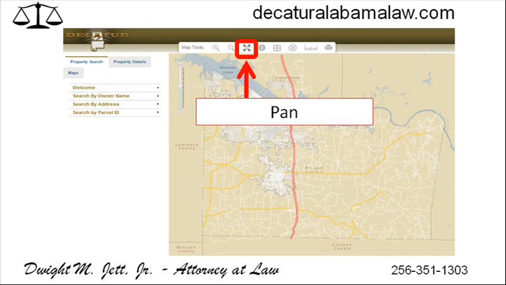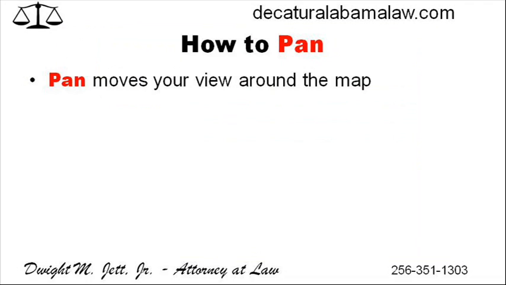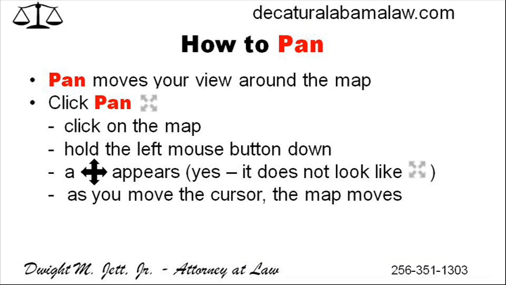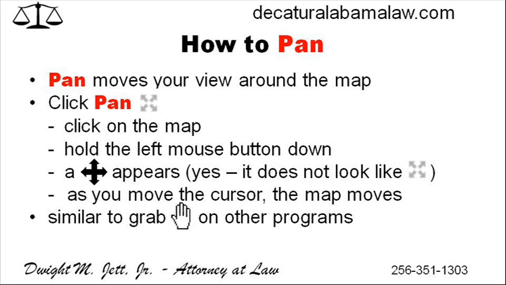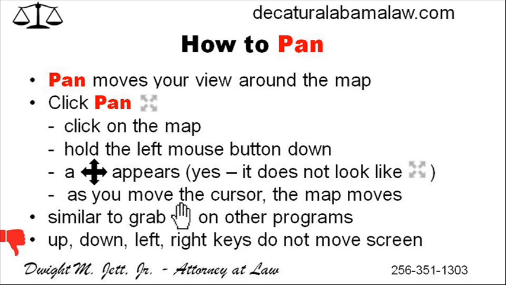Pan moves you around the map. Pan looks like 4 diagonal arrows. When you click on the map, the icon will change and the arrows now go up and down and left and right. I know it doesn't make any sense, but that's what it does. Pan is similar to the grab tool in other programs. Up, down, left, right keys do not move your screen, so pan is very important.